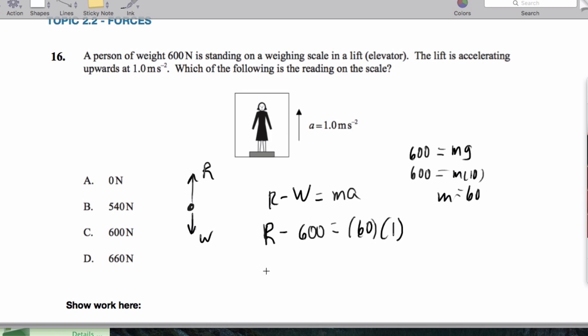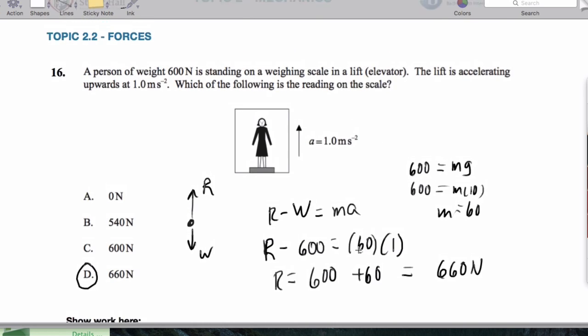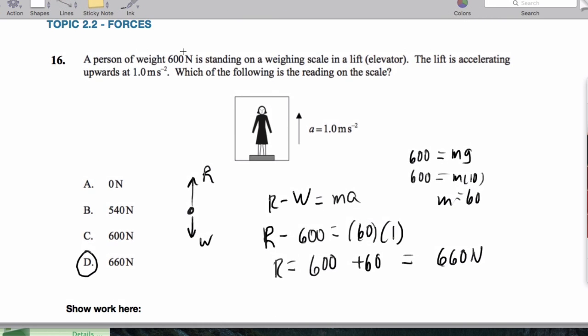So when I read the reaction force that the scale registered, I'm actually going to get 660 newtons worth of force. Pretty obnoxious there. You see how they give you the weight, and then you have to get the mass from that? I'm telling you, weight and mass, that distinction, it's killer. Okay.